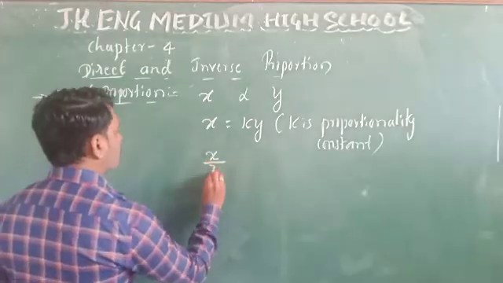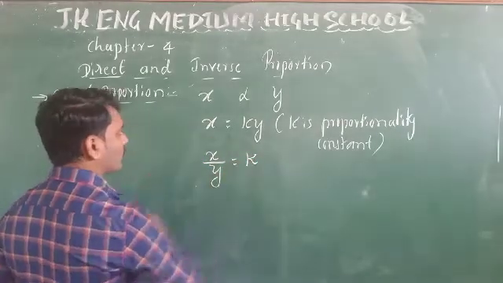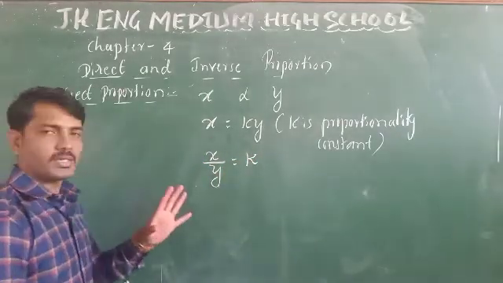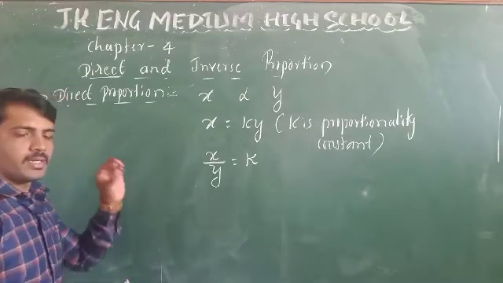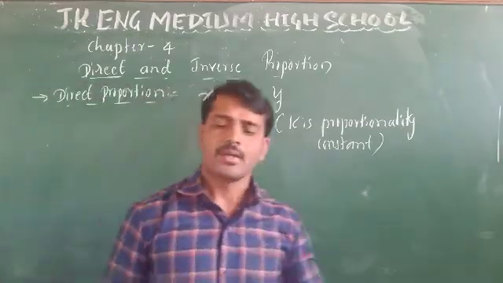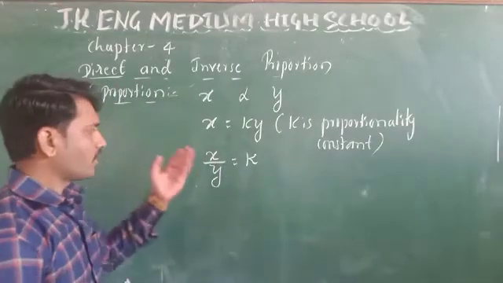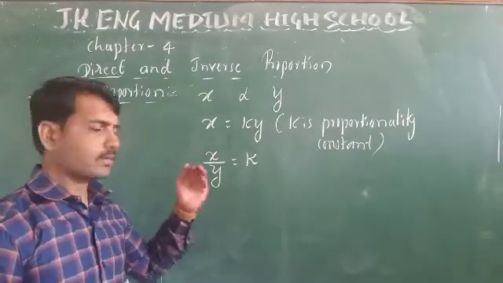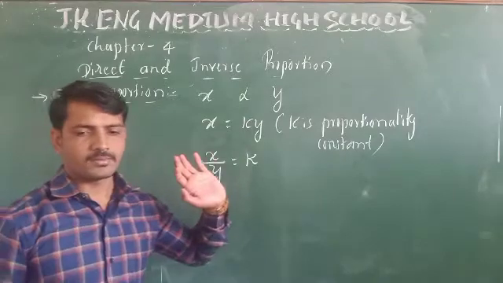Otherwise, x divided by y is equal to k. The k value is always equal to x divided by y. x is the one thing and y is the another thing. If you divide them, we will get the value of k.